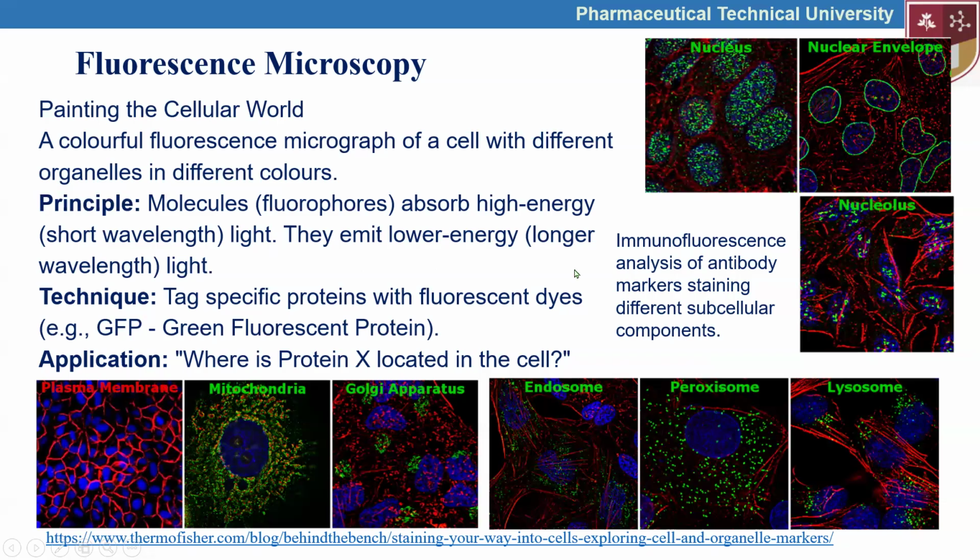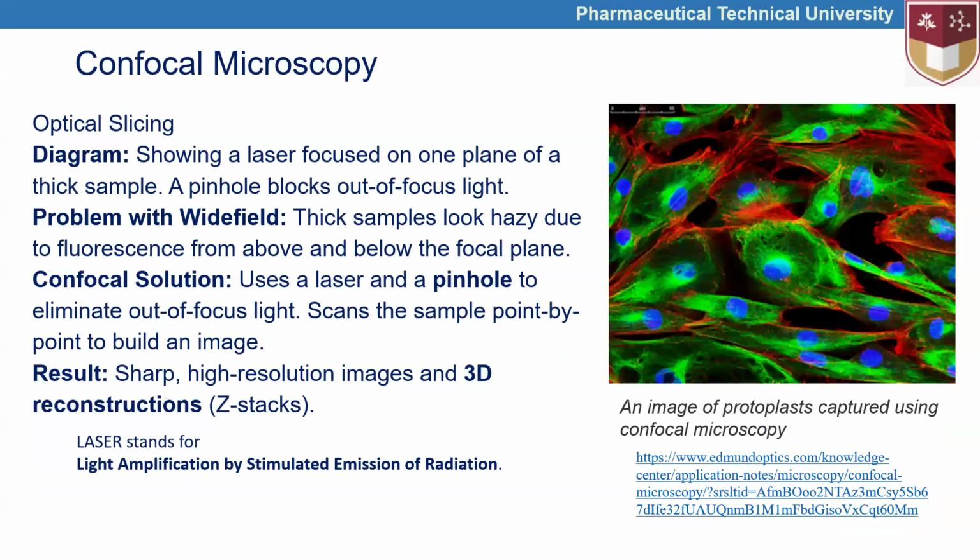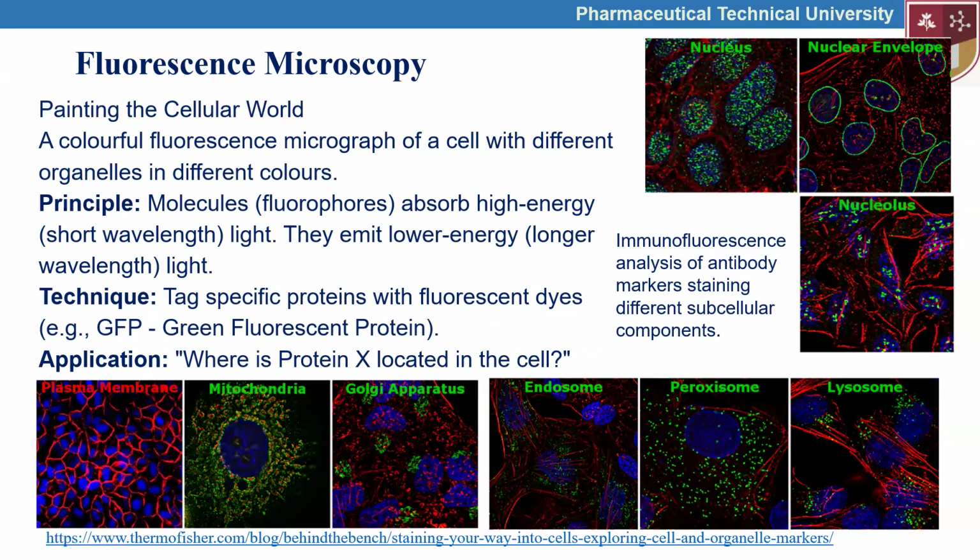So fluorescence is one of the approaches that we can use to see subcellular organelles, subcellular compartments. Okay, next. And this is about confocal microscopy. Confocal microscopy is used to develop 3D structures of cells. We can obtain this by using fluorescence microscopy.